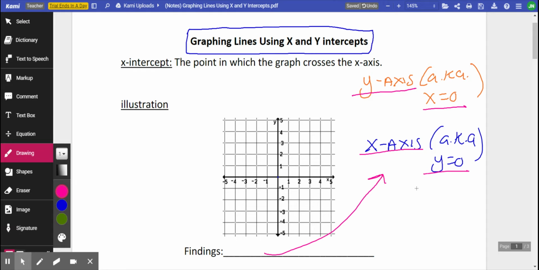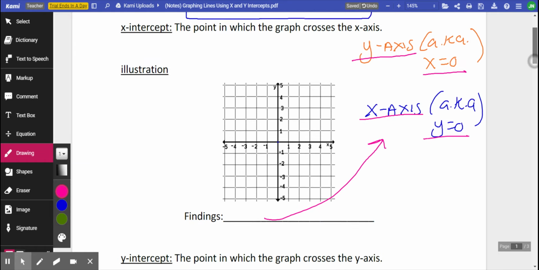If you want to find the x-axis, you set x equal to 0. If you want to find the y-axis, did I say it backwards? If you want to find the x-axis, that'll be where y is equal to 0. If you want to find the y-axis, it'll be where x is equal to 0.